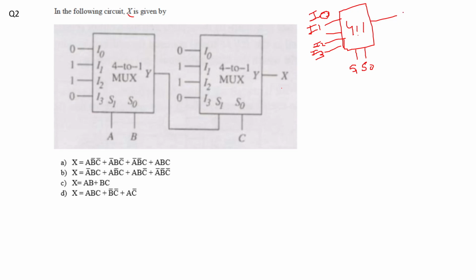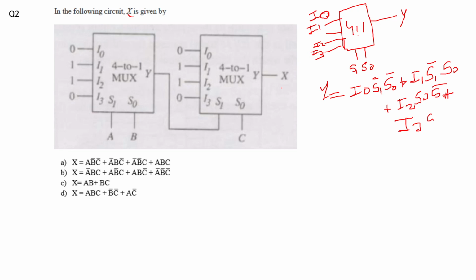So y is equal to I0 S1 complement S0 complement plus I1 S1 complement S0 plus I2 S1 S0 complement plus I3 S1 S0. So this is the function for a 4:1 mux.